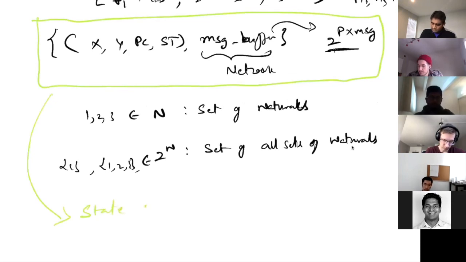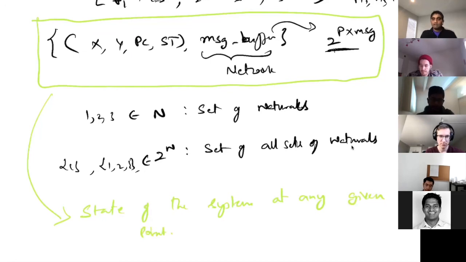Okay. State of system at any given point. Okay, but is it enough to just capture the state of the system at any given point? Since you're trying to prove a property about protocol, and what does protocol involve? Protocol involves not just the state, but also the control, right?